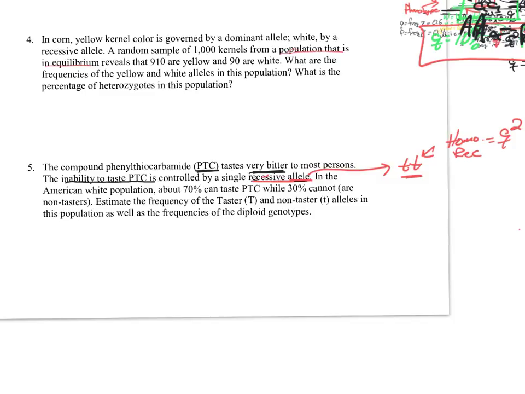Okay? In the American white population, about 70% can taste PTC. And about 30% cannot. All right, so what does that tell me? When I see that, am I thinking genotype or am I thinking phenotype? Phenotype. I hope you said phenotype. So when I say tasters are dominant, right? So I have to know that. And recessive are not tasters.